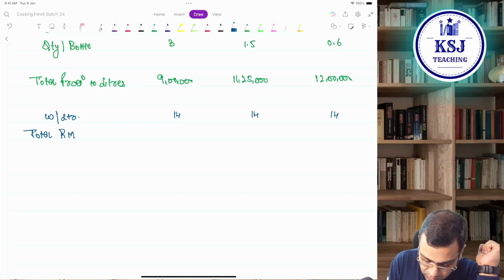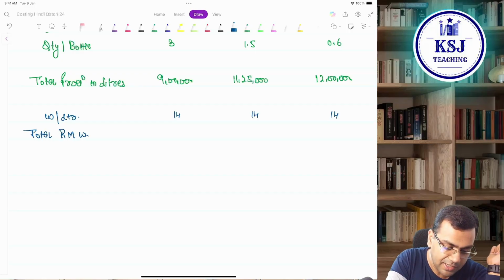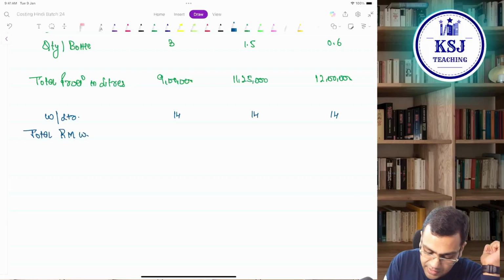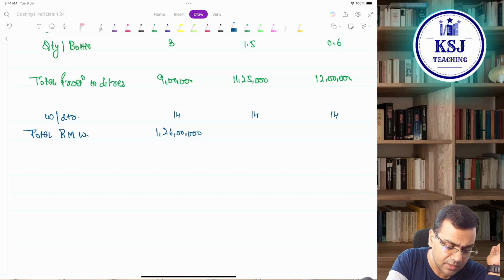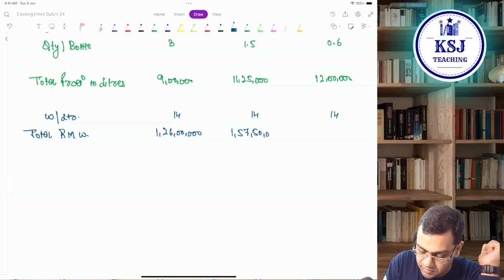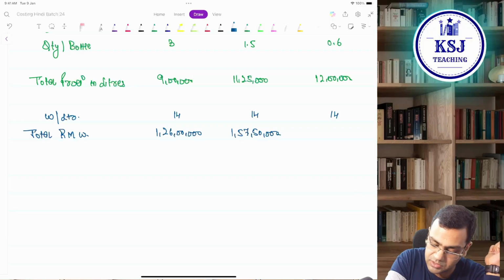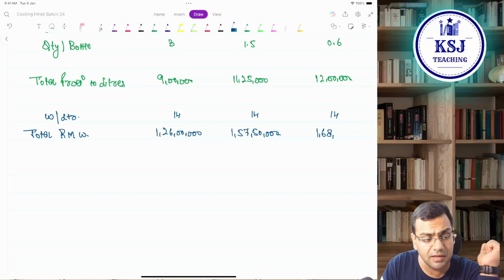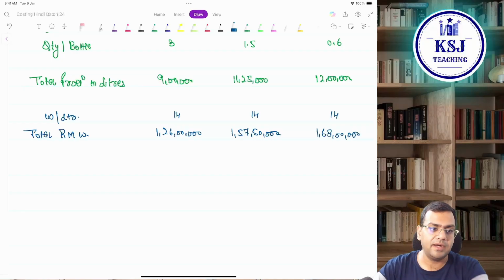Total RM required W. So that will be 9 lakh multiplied by 14. That comes to 1 crore 26 lakhs. 26 lakhs multiplied by 14 comes to 1 crore 57 lakh 50,000. And the next one is 12 lakh multiplied by 14. That comes to 1 crore 68 lakhs. Right, so this is the total raw material W which is required.